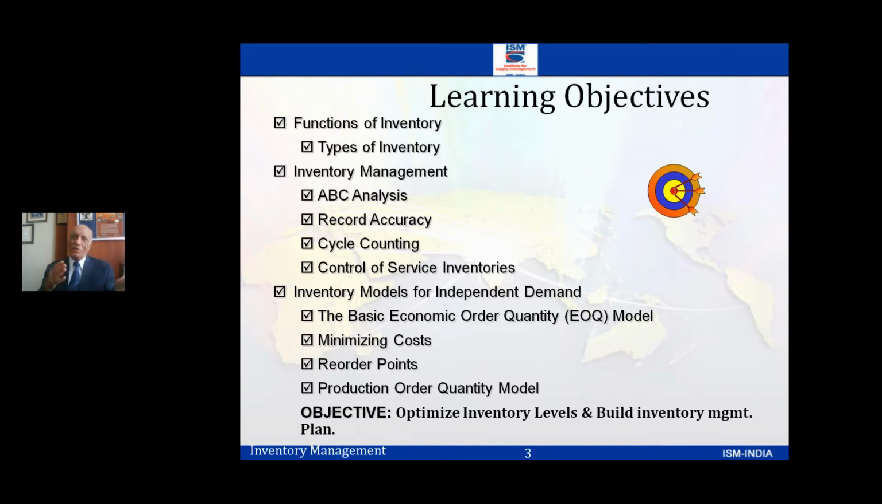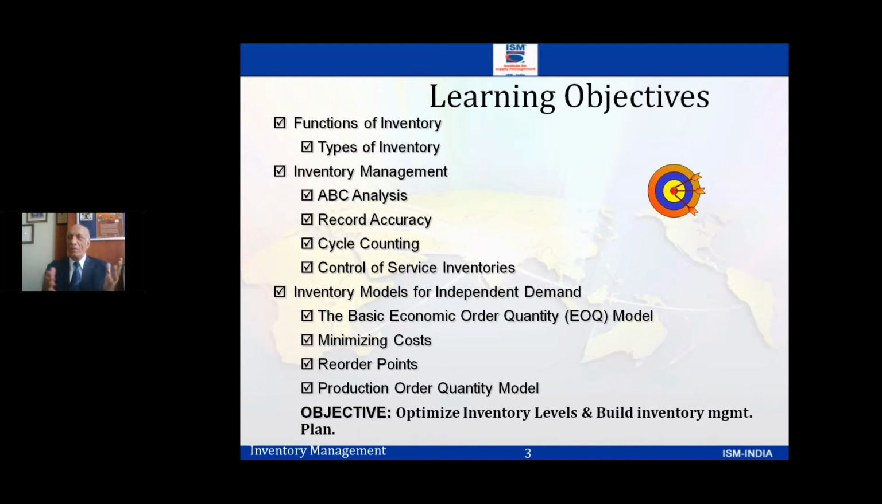Then there's the concept of record accuracy. If you're keeping inventories, you might have seen that the inventory has been moved from one place to another. On the computer it is showing there, but the actual item is not available. It has been kept at the wrong place, or there's a theft, there's a loss, whatever may be. So record accuracy is very important. And the question comes: how do we ensure that the figures are correct? So we do cycle counting.